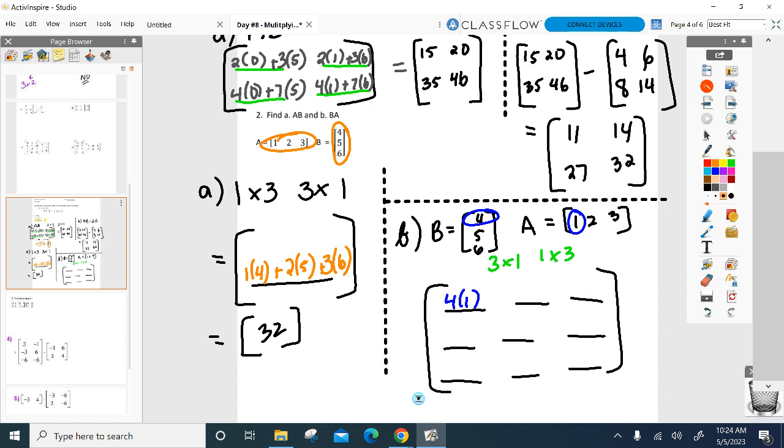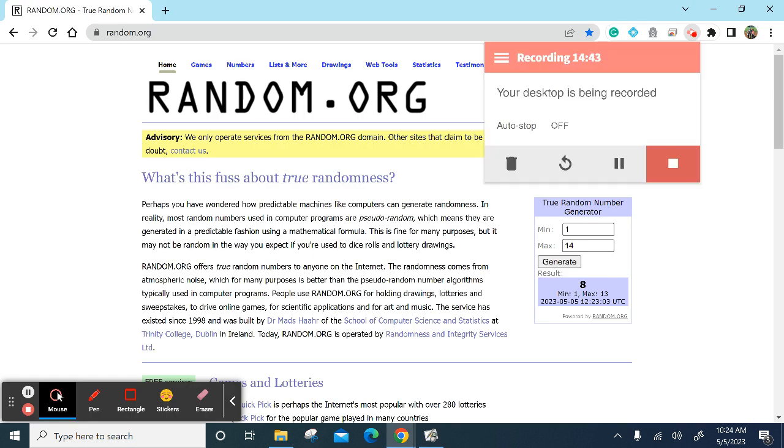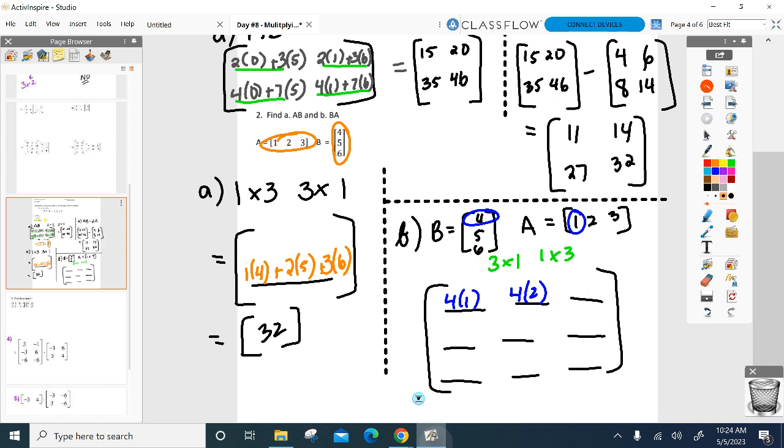And now keep going. Row 1, column 2. 4 times 2. Four times 3. Now I do the same thing, but now with 5 in row 2.